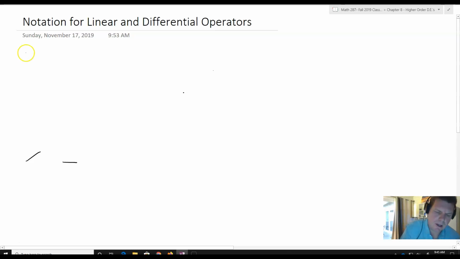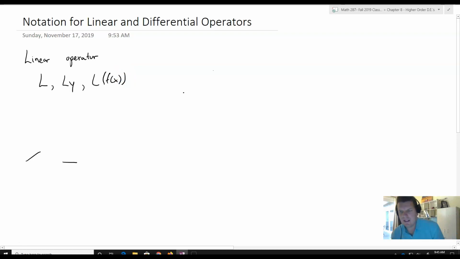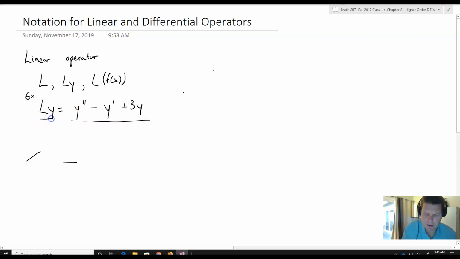Okay, so the first one is our linear operator. It's going to be represented by L, and oftentimes we're going to have it written as Ly or L of some function f of x. And it's basically going to give us a definition. So we'll say something like, as an example, Ly equals y double prime minus y prime plus 3y. And this is then going to become our definition for this particular differential equation.